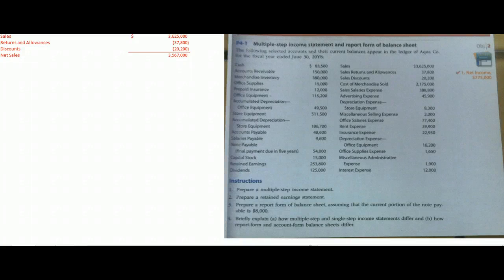Okie dokie. P4-1 is a great review of the three basic financial statements. The income statement covers a period of time. Did we make money? Did we lose money? The statement of retained earnings says if we made money, what did we do with it? Did we keep it in the business or did we return it to our shareholders in the form of dividends?